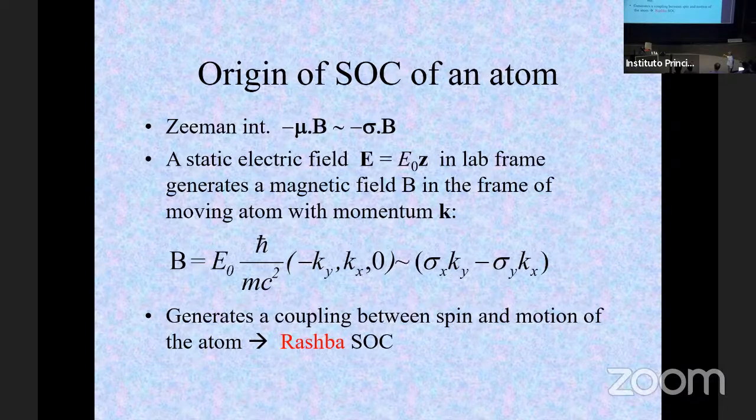And this is an external electric field. Once it generates a magnetic field, this term will generate this kind of interaction. So it generates a coupling between spin and motion of the atom. Exactly this form of coupling is known as the Rashba spin-orbit coupling. But this is not spin-orbital angular momentum coupling, this is a coupling between spin and momentum. It's different from S dot L coupling.